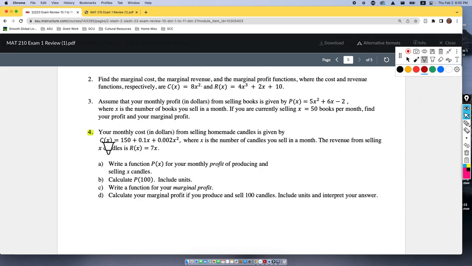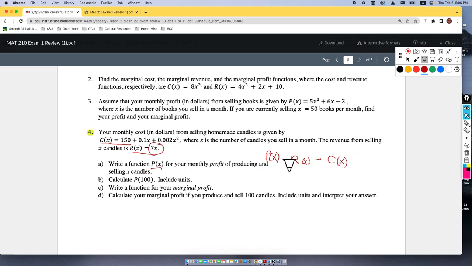So here we've got a cost function. Here's a revenue function. And then we're asked to write a profit function from that. So the idea is that we're going to take the revenue function, we're going to subtract the cost function, and that will give us the profit function, right? And so then we replace those letters. That's kind of always the way it is.